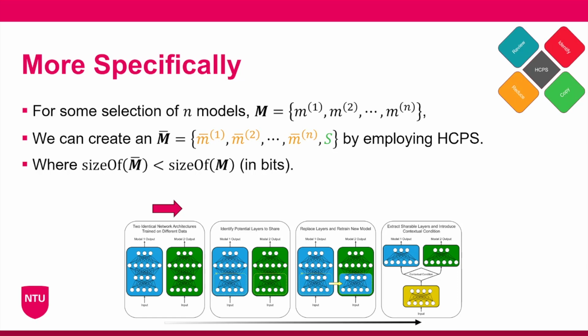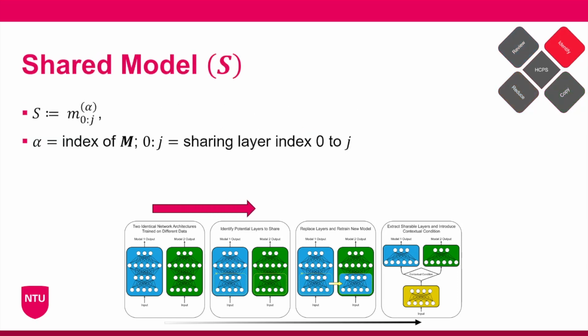Those reduced models M, highlighted in yellow, and the shared component has been copied in. And the main idea is to have M bar be less than the size of M. So that's to say that we're reducing the overall size of the model or of the system by introducing this method. So how do we identify the shared component? That's quite a tricky task.